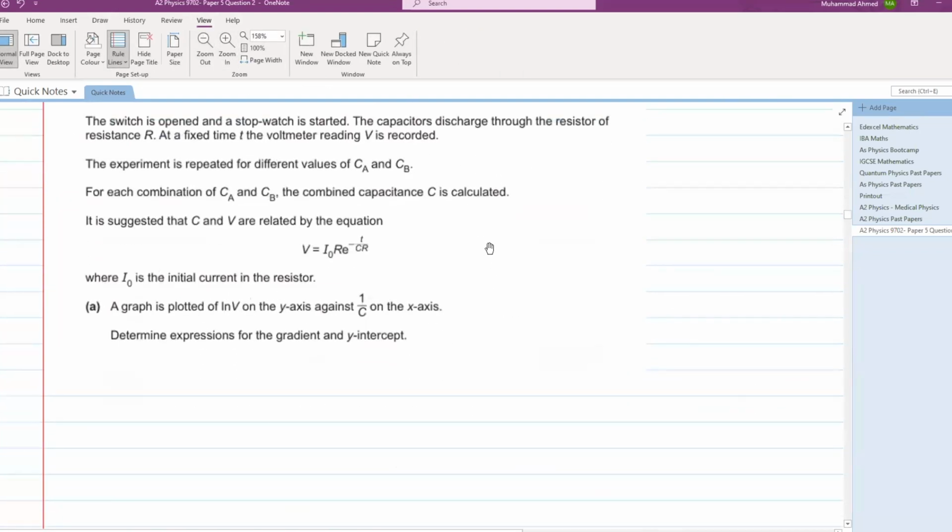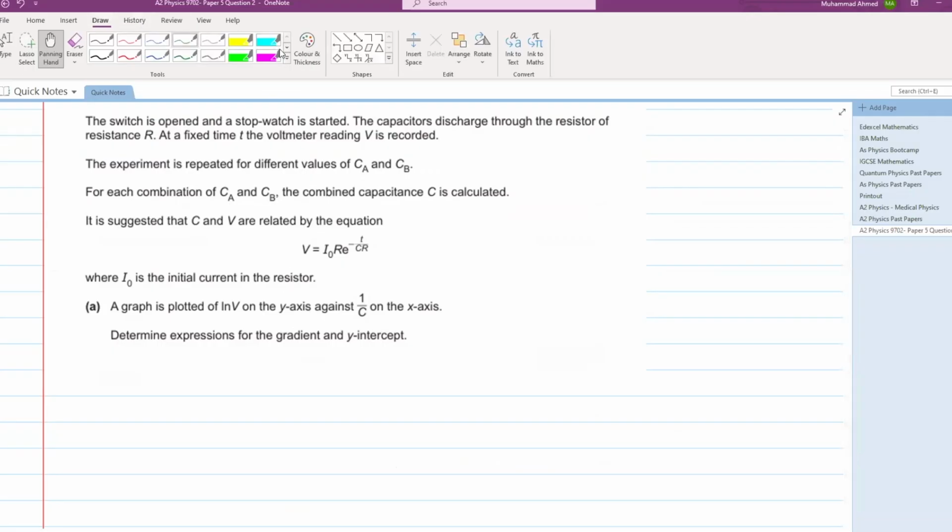Let's say you have an equation like this. V is equal to I naught R e to the power of minus T over CR. Perfect. And you have to plot what? You have to plot ln V on the y-axis and 1 over C on the x-axis. Perfect. Let's see what we can do here.